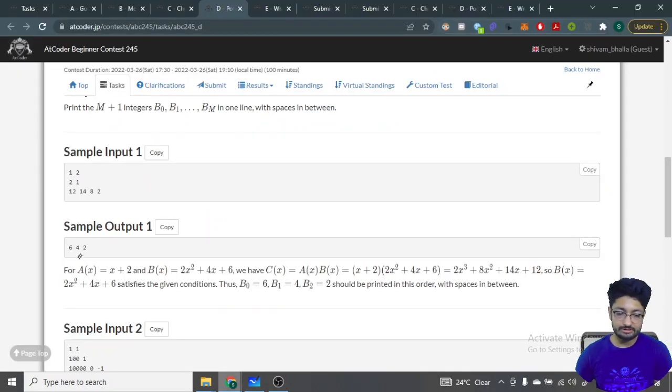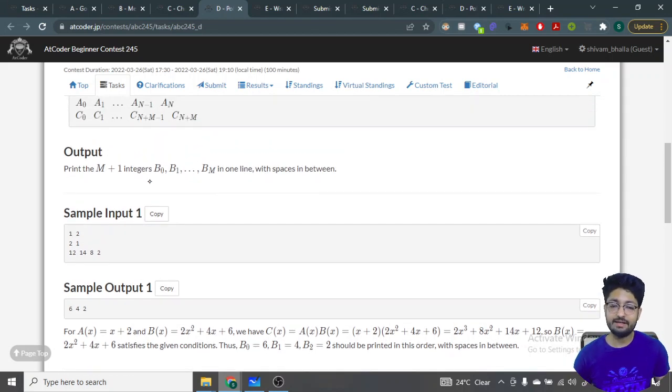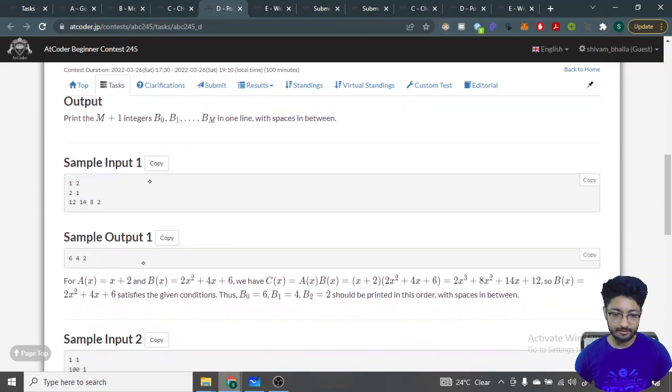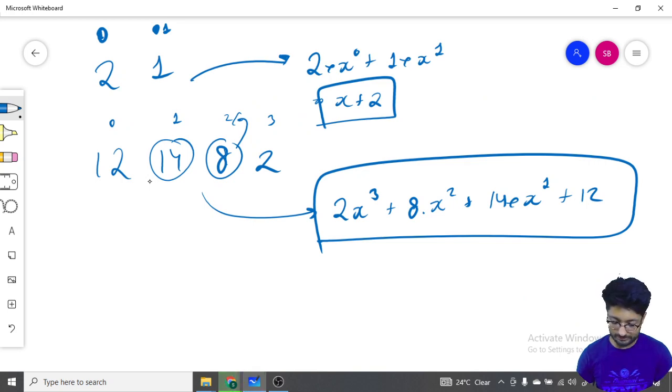Cool. So this is A, this is B, and when you multiply these polynomials, as you have done in polynomial multiplication, you will form a new polynomial like this, just the multiplication of these two polynomials. So the problem statement is telling you that you have the A polynomial and the C polynomial given to you. You have to just find out the B polynomial. That's the whole thing.